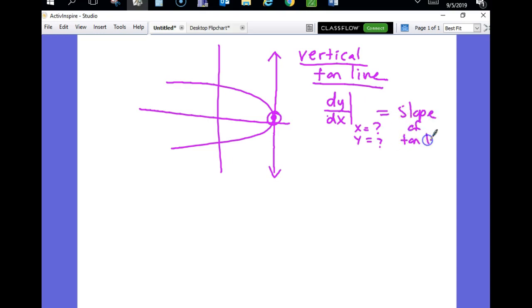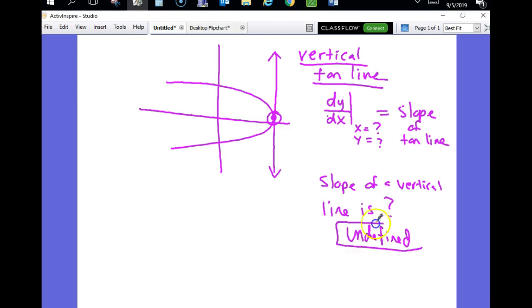Once again, this is stuff from Friday. You take your derivative, you plug in the x and y values with the point that it's touching, and that tells you the slope of the tangent line, right? Well, this is a vertical tangent line though, right? Do you guys remember what the slope of a vertical line is? It's undefined.